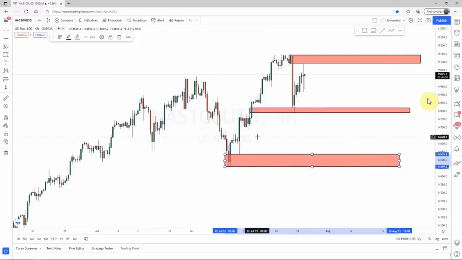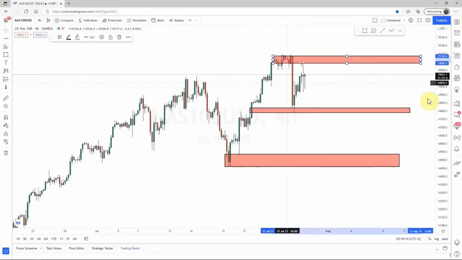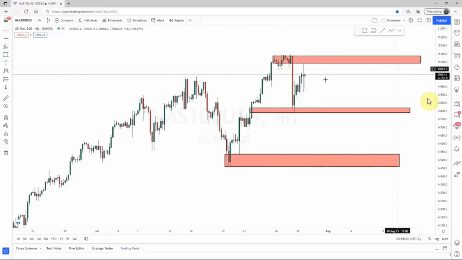Now, some people tend to draw it not with the wicks. I prefer it this way. Many prefer taking the whole order block. I don't, especially not when I'm drawing a supply or demand zone. So here we have an order block, but we're not going to take that into consideration. What we're going to take into consideration is this level. So we've got our levels over here, this being our levels on the 4 hour.